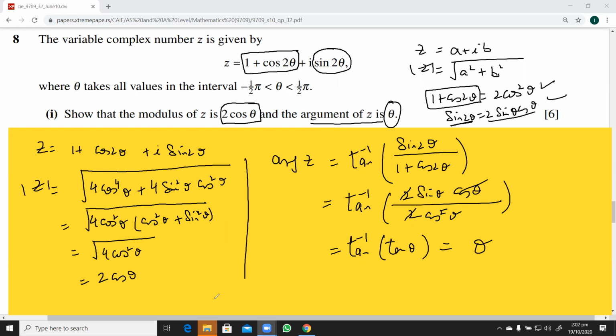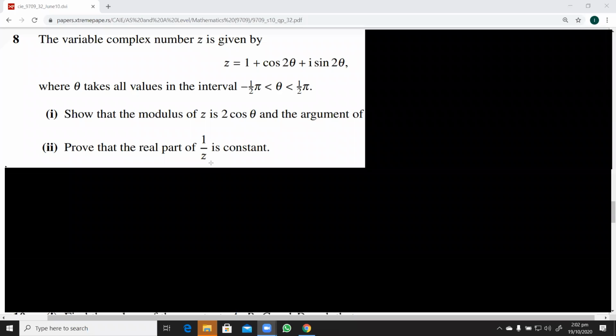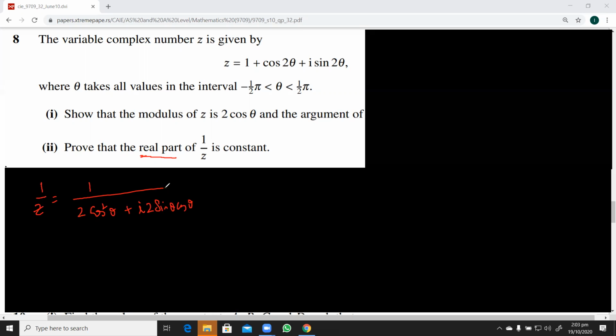Okay, bacho, let's move on to the second part. So again, we test your knowledge, your skills on trigonometry. It says prove that the real part, okay? We have to be worried about the real part of 1 over z. So 1 over z is basically 1 over 1 plus cos 2 theta, and I'll again write it as 2 cos square theta plus iota 2 sine theta cos theta, because the lesser the number of terms you have, the easier it is to handle them. So we have to show that its real part is constant, okay?